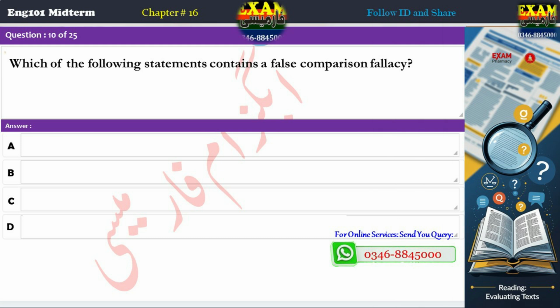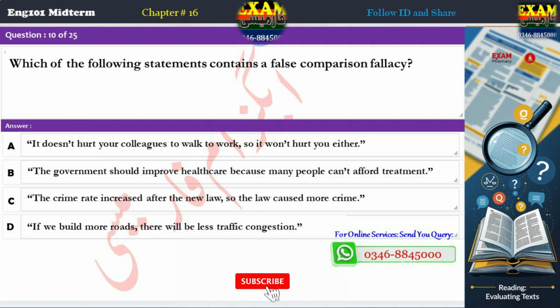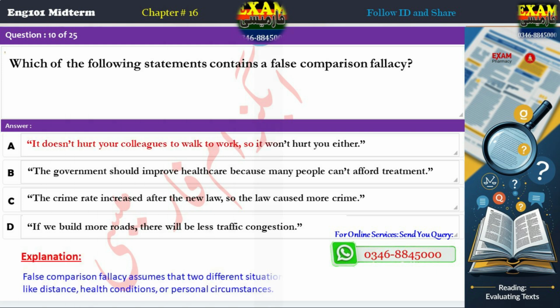Question 10. Which of the following statements contains a false comparison fallacy? A. It doesn't hurt your colleagues to walk to work, so it won't hurt you either. B. The government should improve health care because many people can't afford treatment. C. The crime rate increased after the new law, so the law caused more crime. D. If we build more roads, there will be less traffic congestion. Correct answer: A. It doesn't hurt your colleagues to walk to work, so it won't hurt you either.